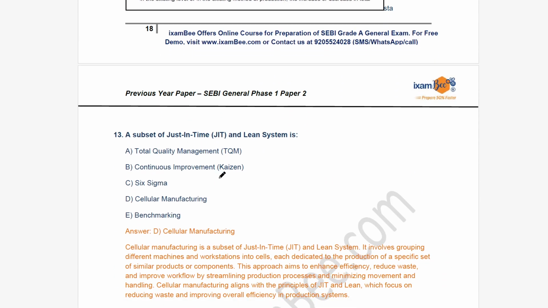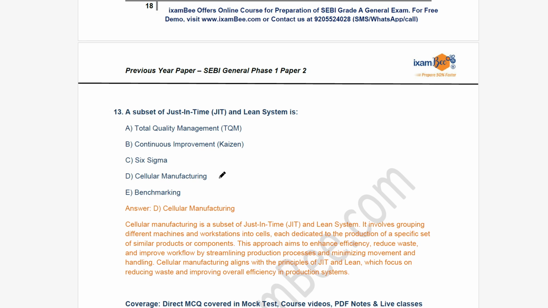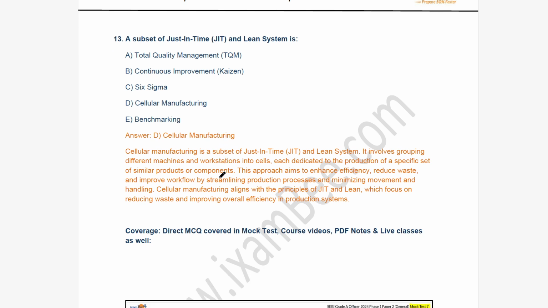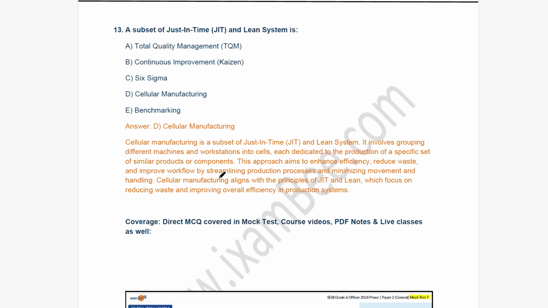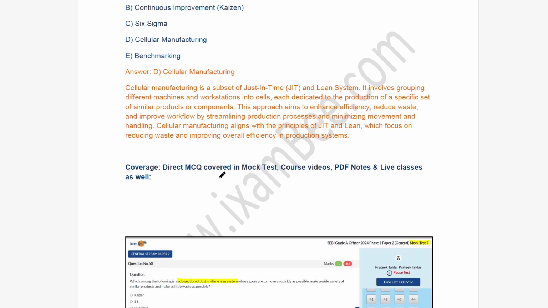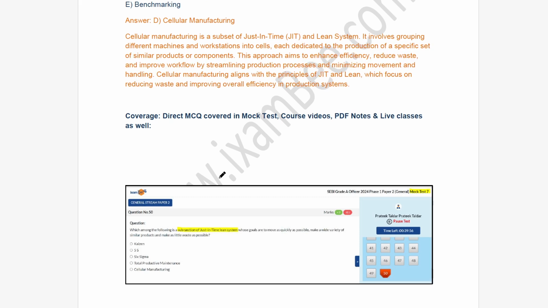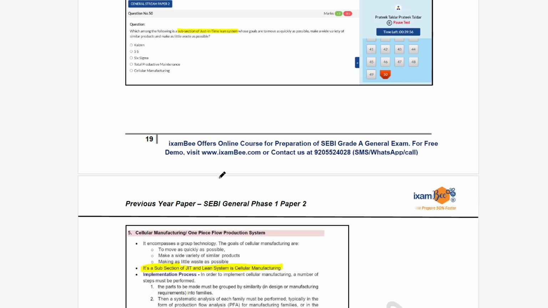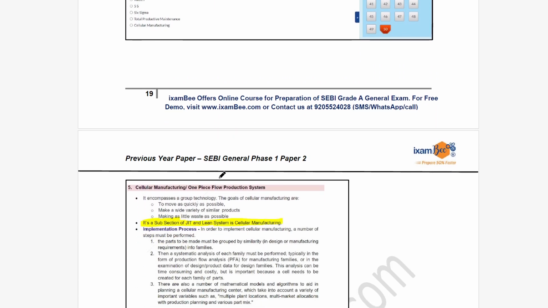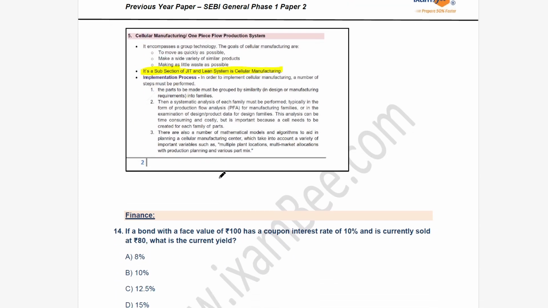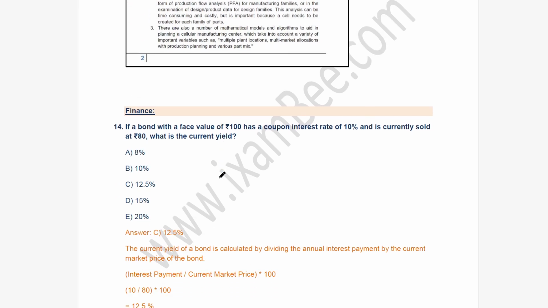Last question related to costing was a lean systems question. A subset of just-in-time and lean system is what? The correct answer here was cellular manufacturing, because cellular manufacturing is based on the concept of just-in-time. So that is again very, very clearly explained, and even a similar question was covered in one of our mock tests, as you can see over here, mock test 7. Very clearly written in our notes also. A subset of just-in-time and lean system is cellular manufacturing.